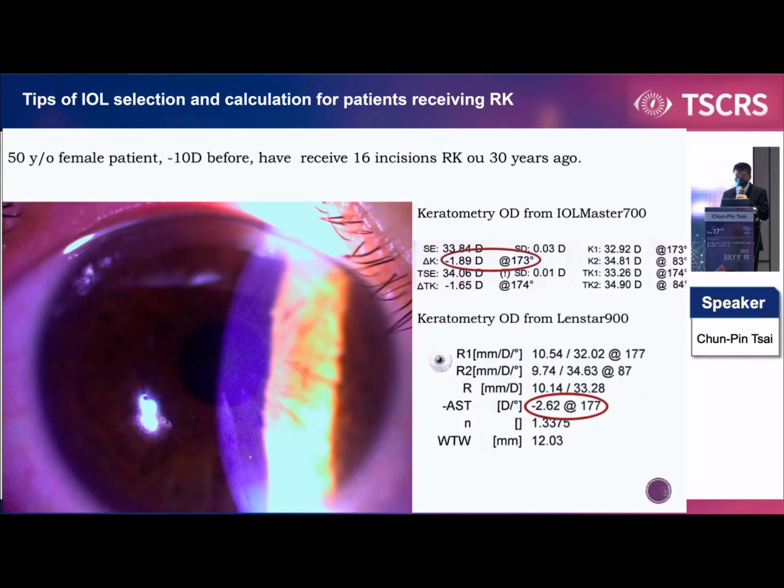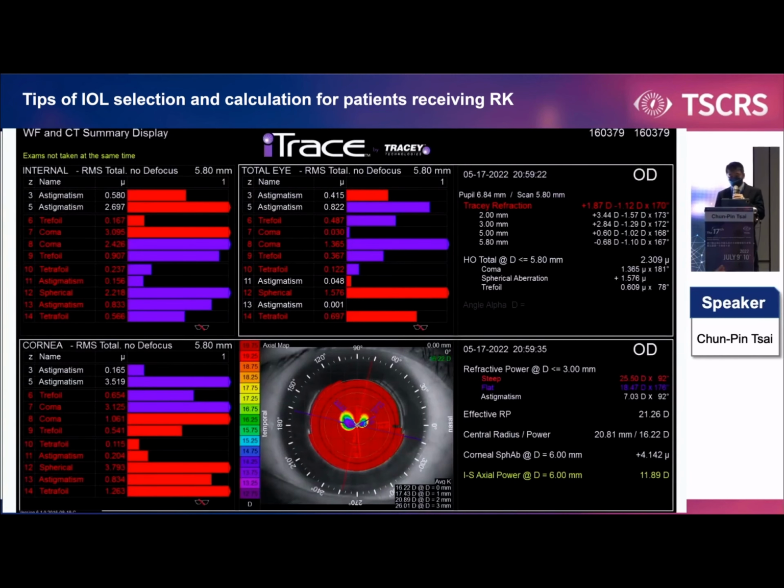This 50-year-old female patient had received 16-incision RK 30 years ago. Her astigmatism magnitude between IOLMaster and LENSTAR is less than 0.75 diopter, and the meridian between different optical biometers is just 4 degrees. This is her eye trace data. She has both regular and irregular astigmatism, although her bow-tie pattern shows irregularity and asymmetry.